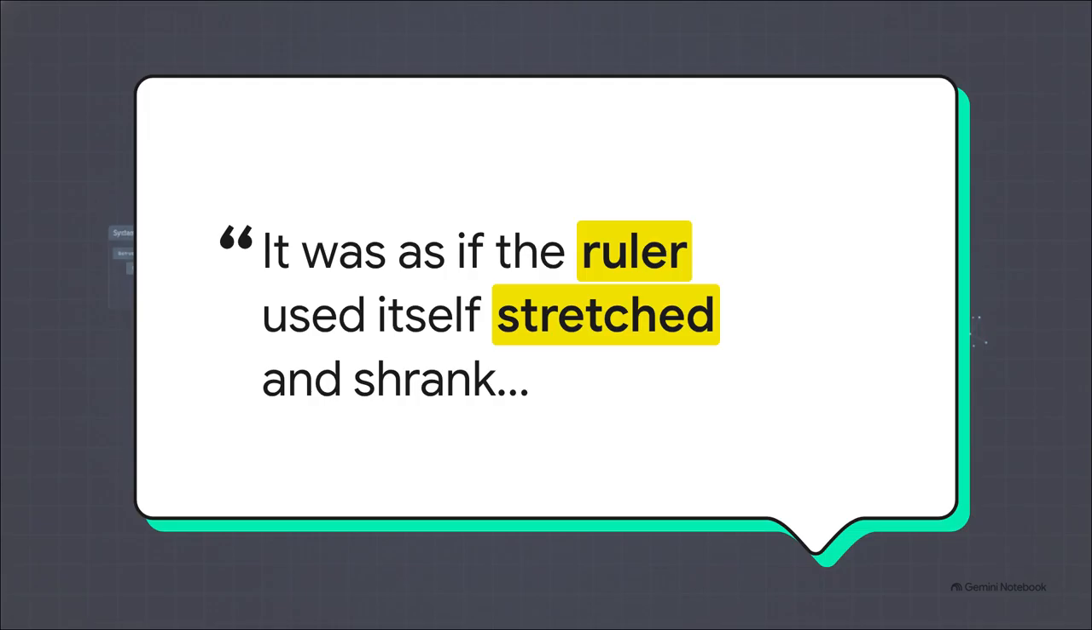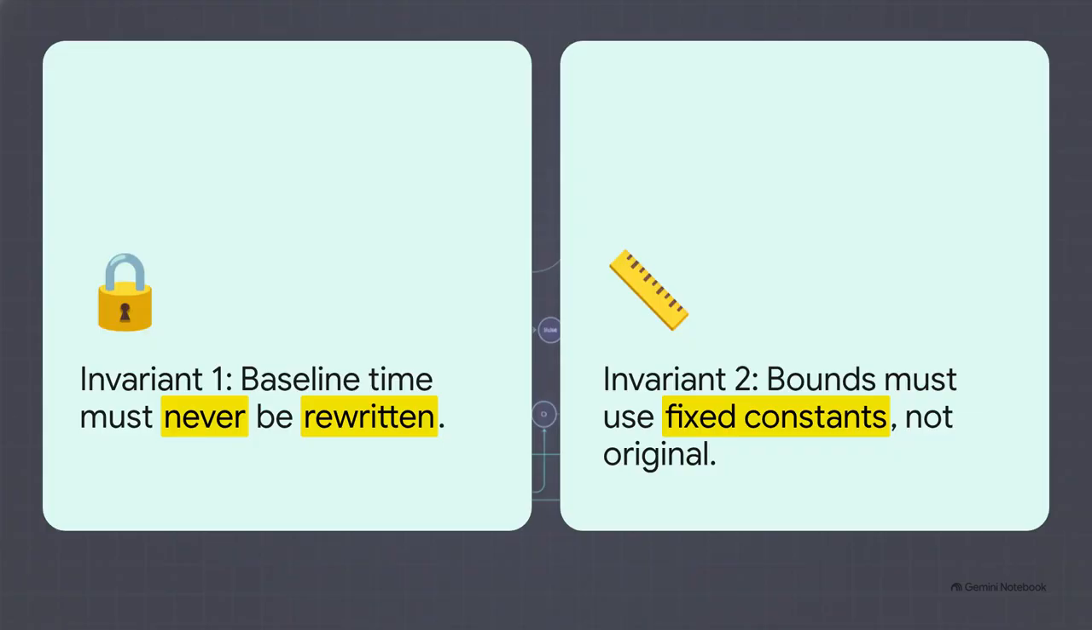You would completely lose your frame of reference. Now, in systems engineering, we rely heavily on invariants. These are the foundational rules that must always hold true no matter what. This stretching ruler bug caused 2 distinct invariant violations.